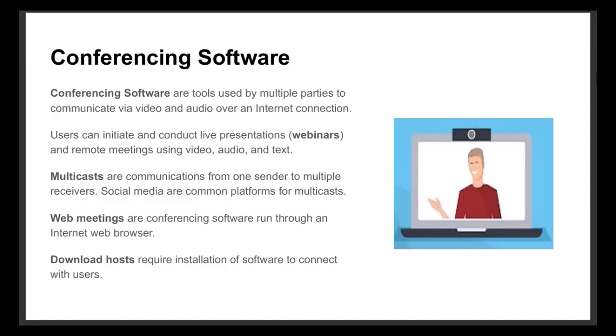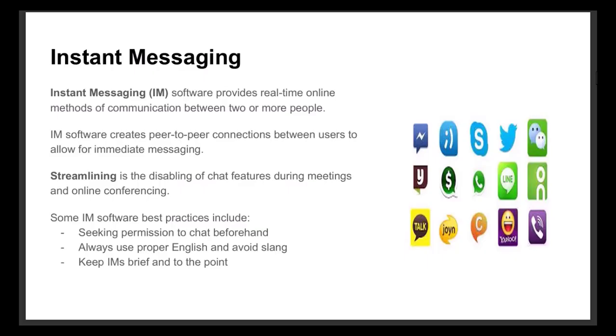Another type of collaboration software is instant messaging. Instant messaging is software that allows multiple users to communicate in real time using text-based communications. With instant messaging, we have the ability to create what's called a peer-to-peer connection. This is where we can have a live chat session within the IM software so that our users can communicate from remote locations. When using instant messaging software, it is a best practice to make sure that you are avoiding the use of slang and acronyms.